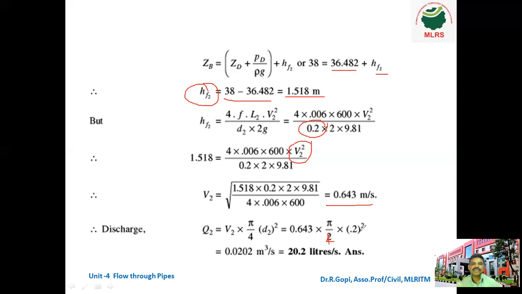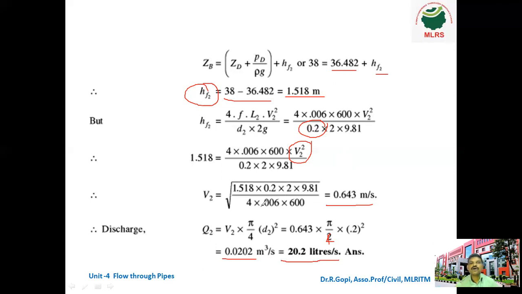Pi by 4 into D2, D2 is 0.2, the whole square, which is equal to 0.0202 meter cube per second. If you convert it into liters per second, you have to multiply by 1000. So we got 20.2 liters per second. This is our answer.